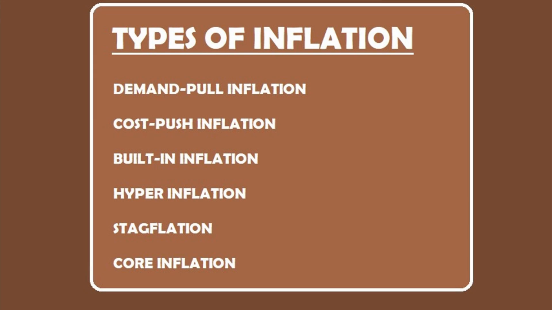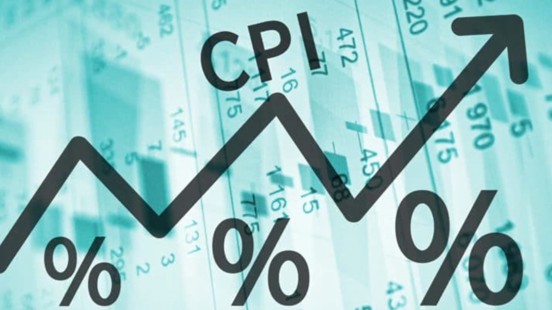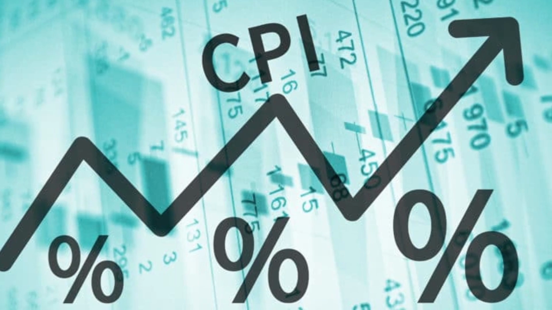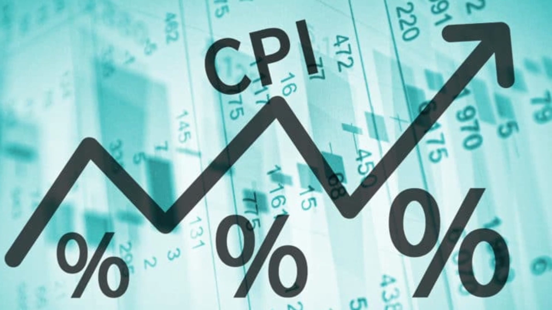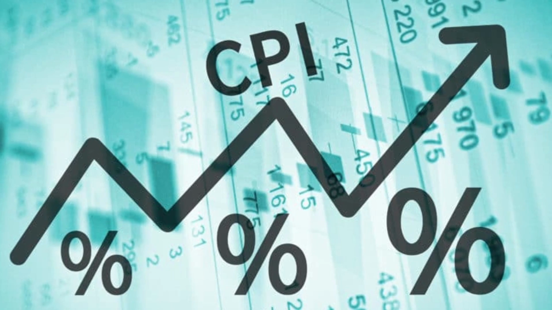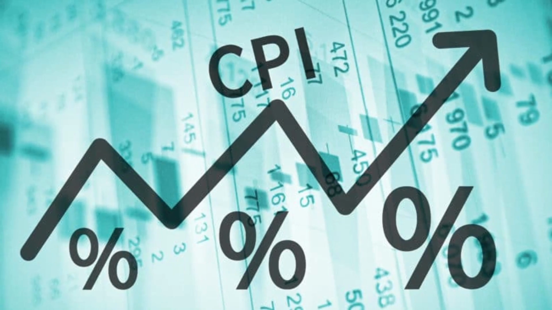Core inflation. This type of inflation is calculated by excluding volatile items, such as food and energy prices, from the Consumer Price Index, CPI. Core inflation is used to get a better understanding of the underlying inflation trend, as food and energy prices can be volatile and not always reflective of broader inflation trends.